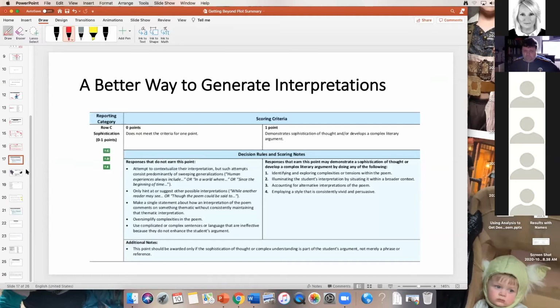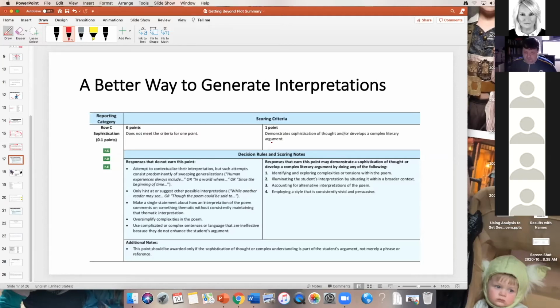So I want to show you a better way. And this is row C on the rubric. Now, this gets maybe kind of dangerous because a lot of people don't think you should teach row C. They think it should just happen naturally, and if a student can't get row C, don't even bring it up, don't teach to it. I'm of a different mind.